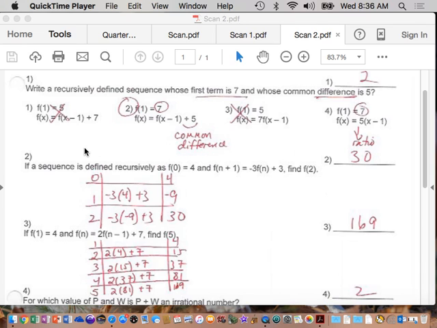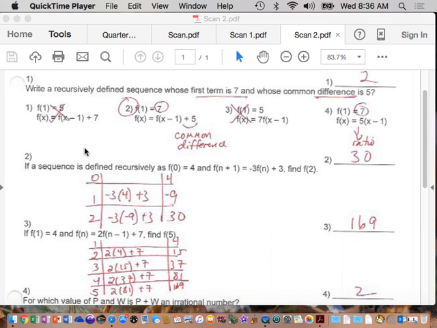Number one, write a recursively defined sequence where the first term is 7. So therefore, it cannot be choices 1 or 3, because the first term is 7. The common difference is 5. That means you're going up by 5s. So clearly that has to be choice 2. In choice 4, that 5 in front of the parentheses suggests that you are having a common ratio of 5. You're multiplying by 5. Any questions on number 1?